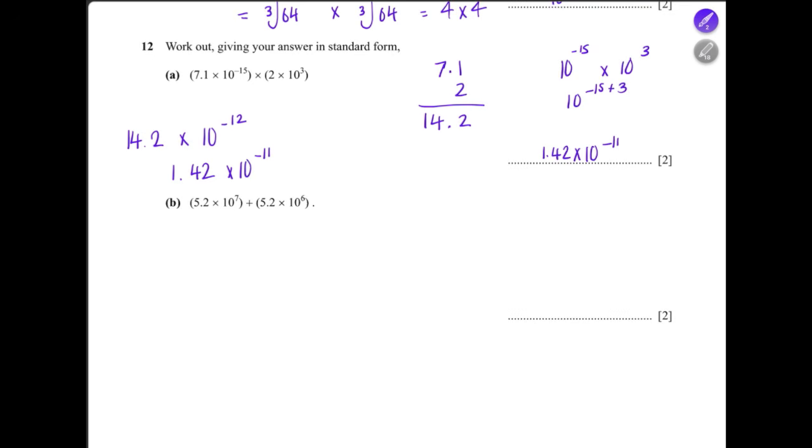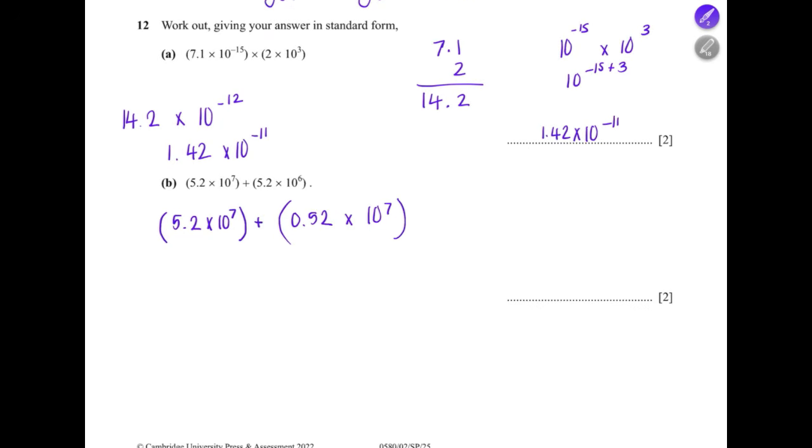Next, we have 5.2 times 10 power 7 plus 5.2 times 10 power 6. Now when you're adding them, you have to make sure that you have the same number as a power of 10. Either both of them should be 7 or both of them should be 6. So let's make both of them 7. So this can be 5.2 times 10 power 7 plus 0.52 multiplied by 10 power 7. Remember, when you move a decimal point behind, this becomes more positive. So 6 became 7. If you look at the previous example, we moved this decimal point one number behind. So negative 12 became more positive. Negative 12 plus 1 is negative 11.